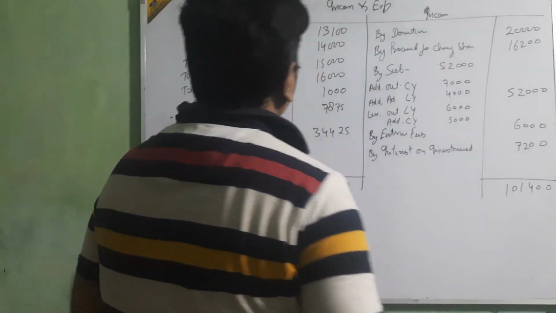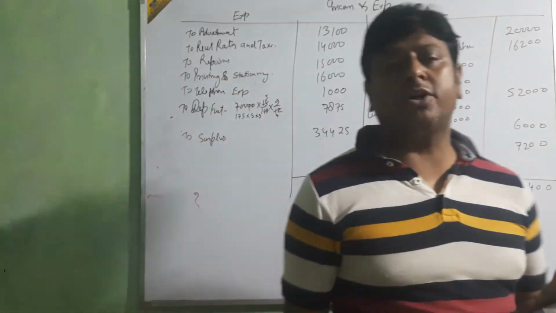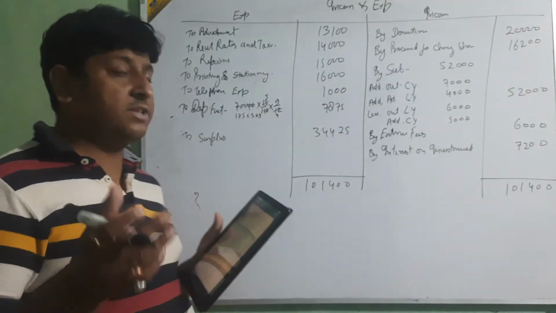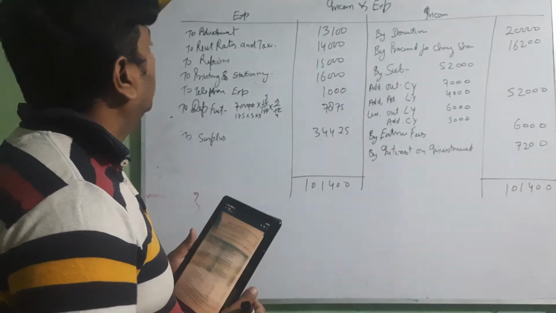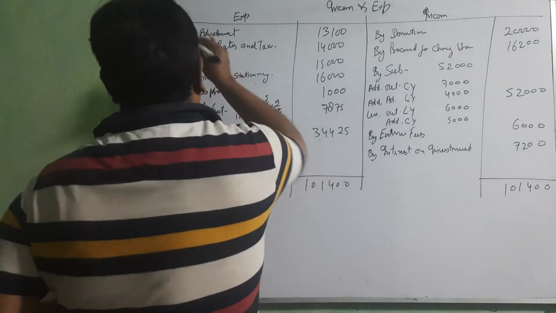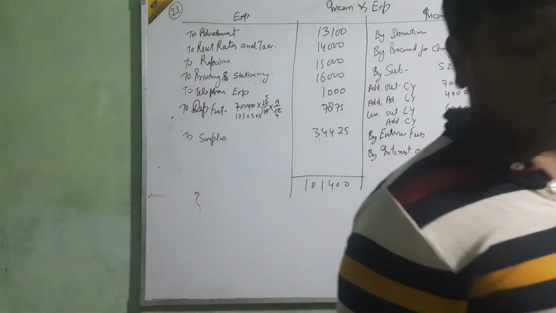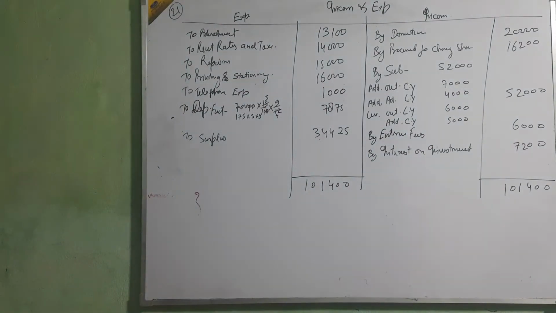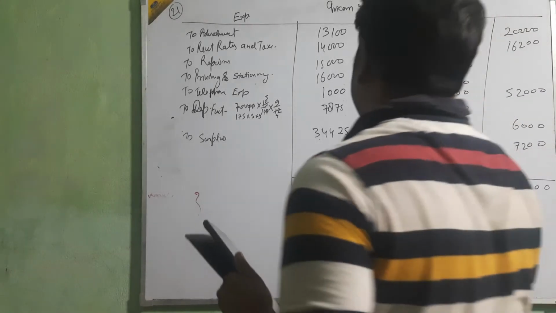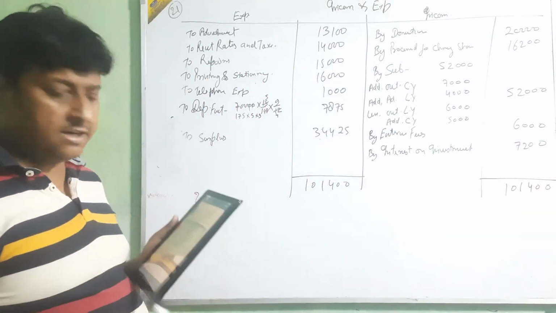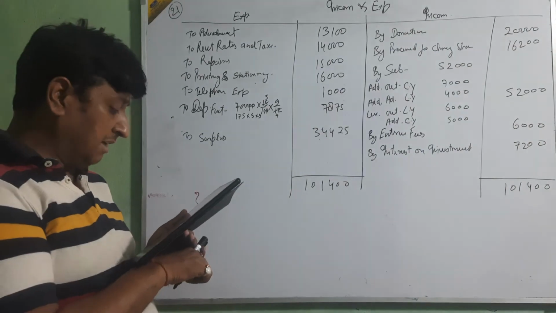Okay, beta. In this way, we have solved question number 21. Sorry, 20 is not there. 21. And in this question, we only make the income and expenditure account, beta. Okay. Only make the income and expenditure account. Clear? How we are making this? Clear or not? Clear? Now I am going to start one more question.